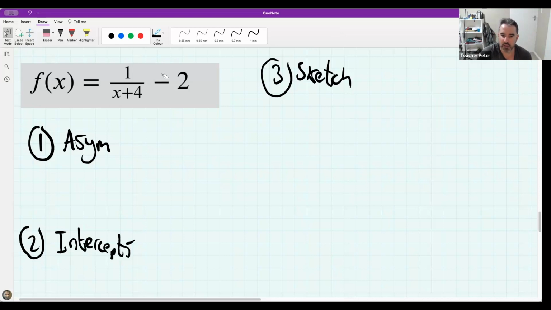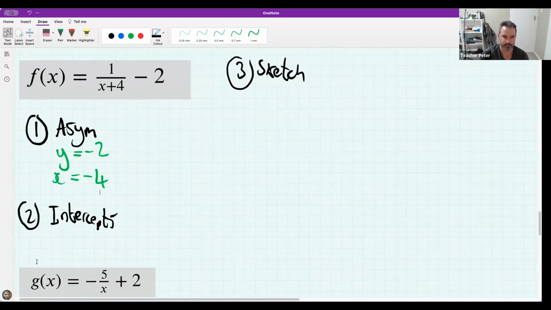So I agree from what I'm seeing in the chat that the asymptotes are y equals -2 and x equals -4. Now, that's step 1. I want to see what people get for the intercepts, for the x and y intercepts of this hyperbola.